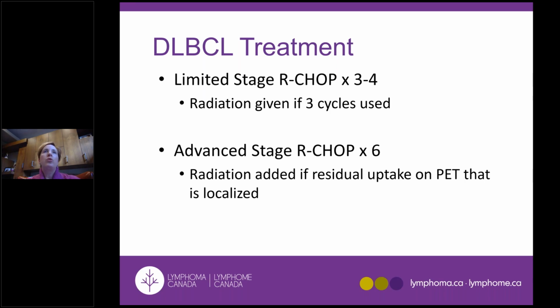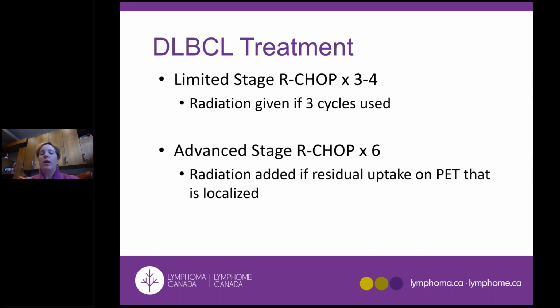If our goal is to avoid radiation, we generally would either get a PET scan after 3 cycles to ensure that the disease has responded well and complete the treatment with 1 last cycle of chemotherapy, or sometimes very low risk patients can have a treatment course set as 4 cycles of chemotherapy at the onset without requiring that PET to determine if it's appropriate.